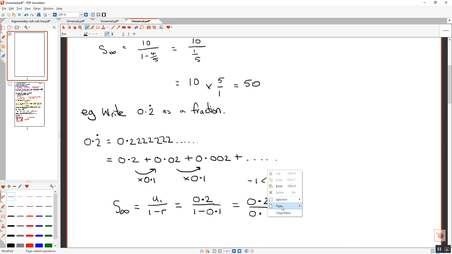And what is 0.2 over 0.9 the same as? No, as a fraction. 0.2 over 0.9 as a fraction. 2 over 9? 2 over 9, right, good.